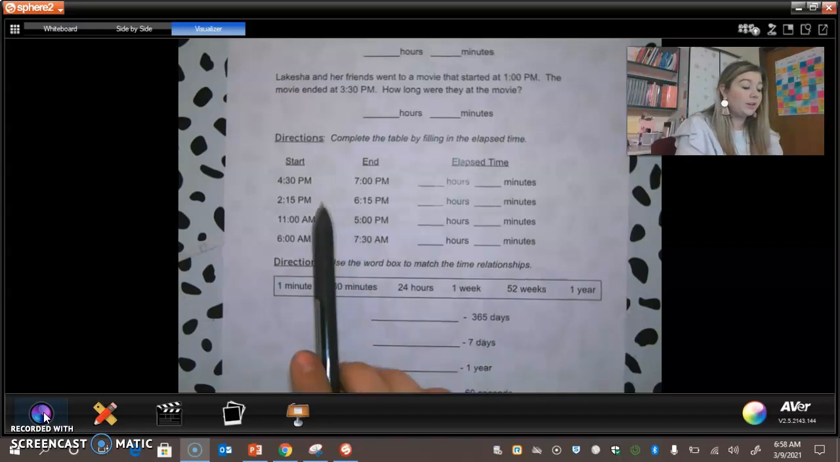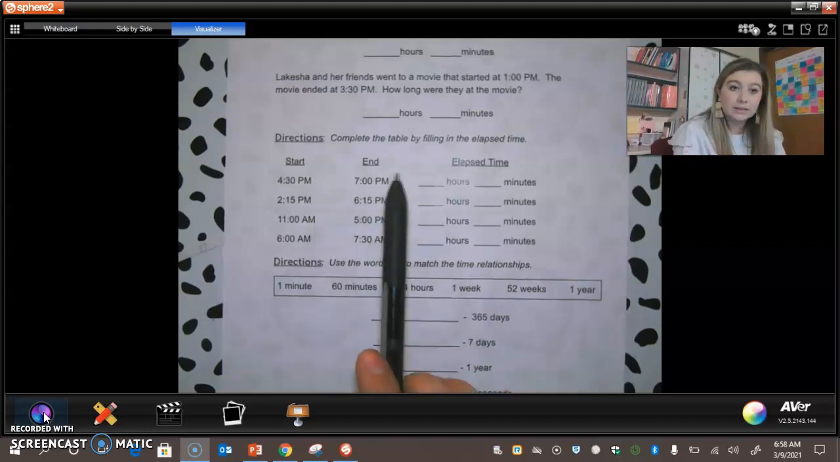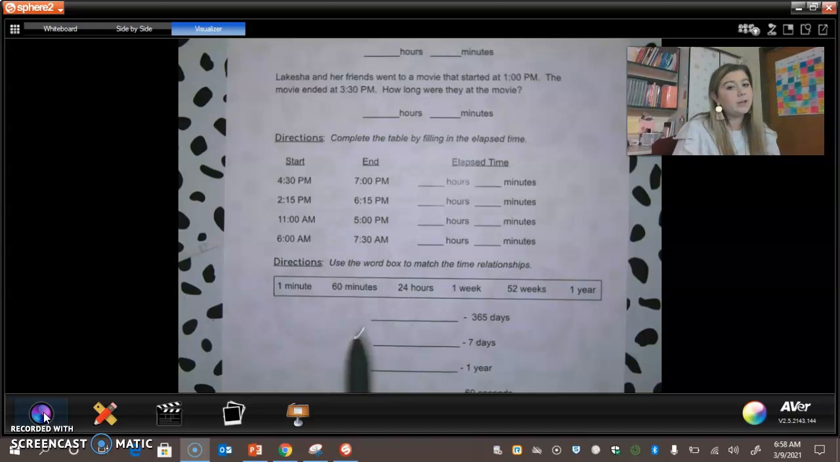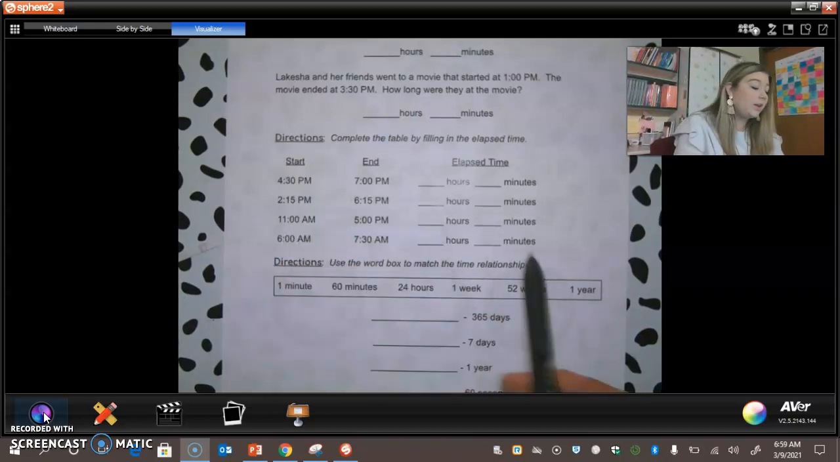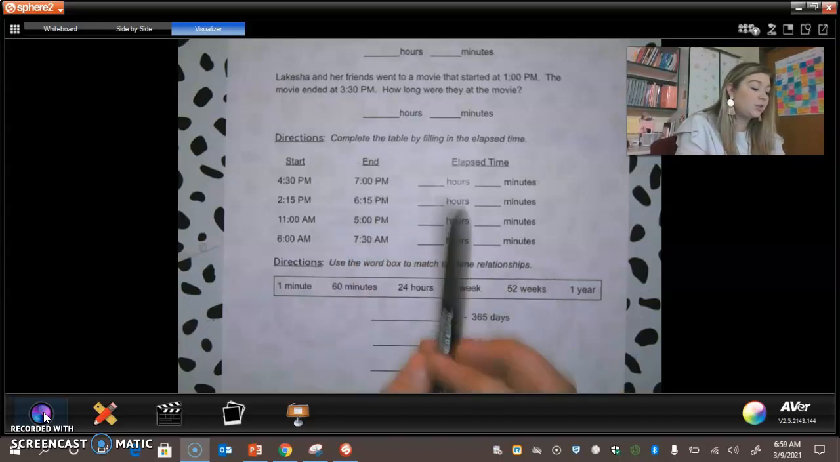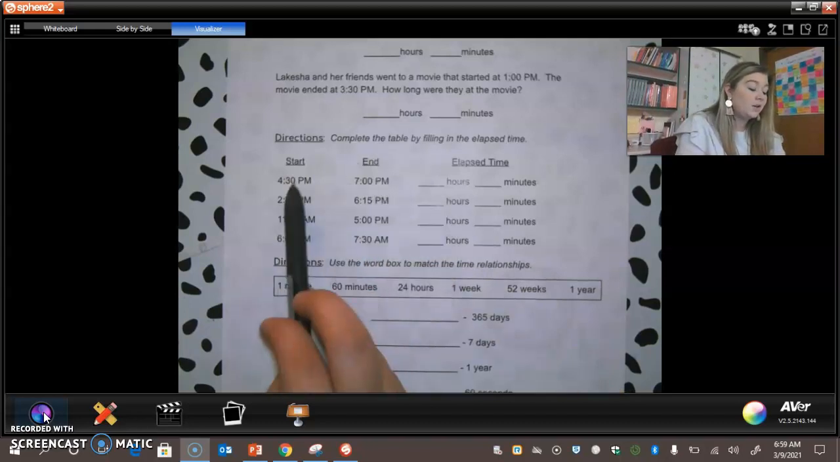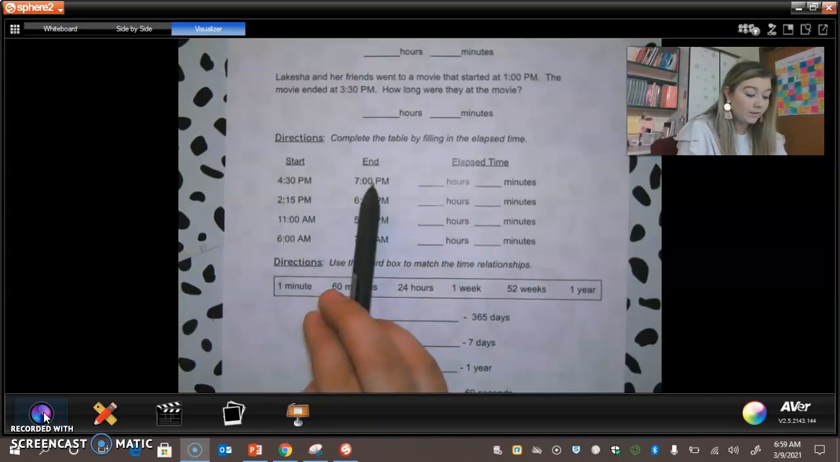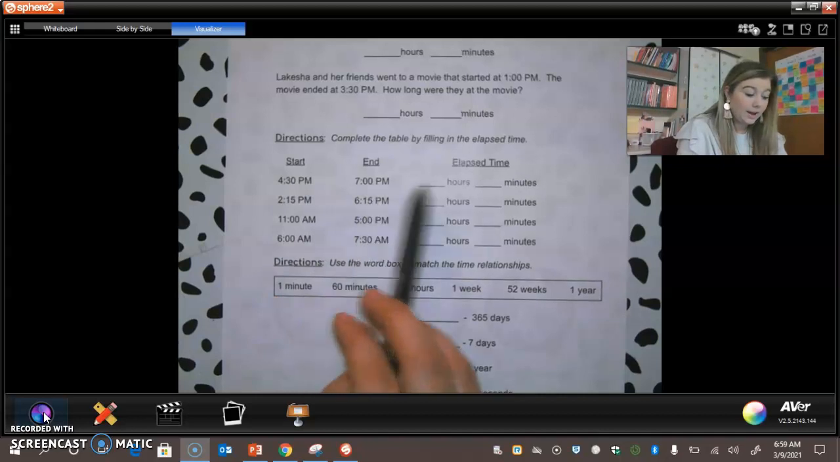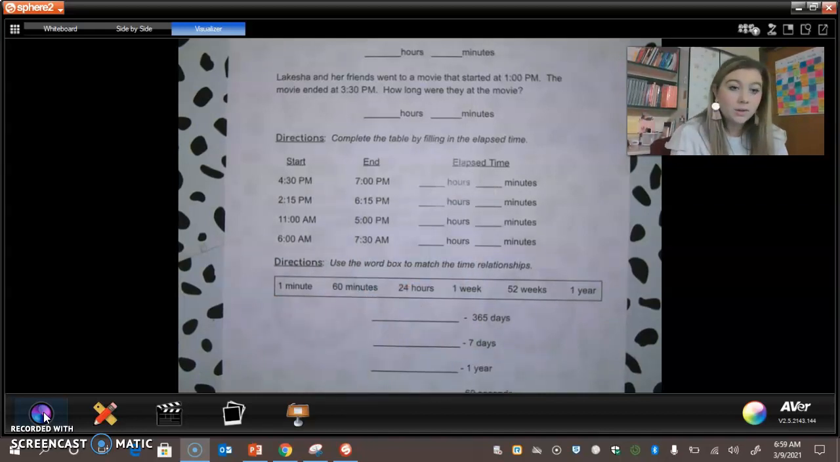Now, this is going to be very similar to what you just did with the elapsed time story problems, except here there's no story problems. We just have a start time and we have an end time. So you need to find how many hours and minutes from start to end. So looking at the first one, you need to find the elapsed time from 4:30 to 7 p.m. Hours and minutes. Pause this video, complete that.